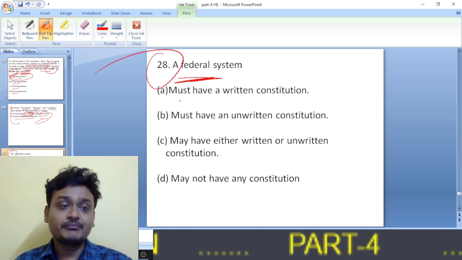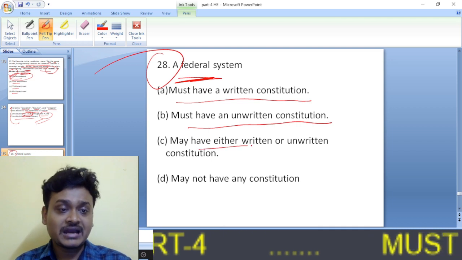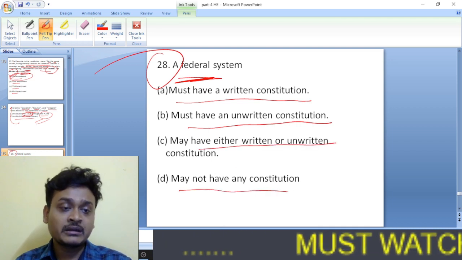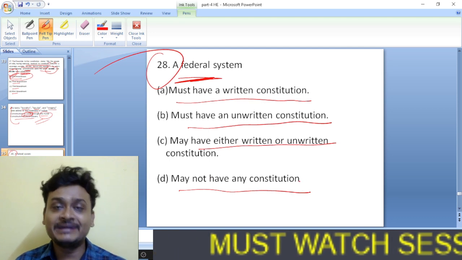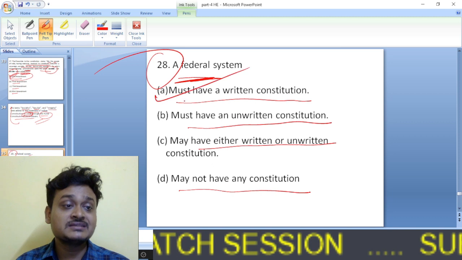Moving on to question number 28. A federal system must have a written constitution, must have an unwritten constitution, must have either written or unwritten constitution, or may not have any constitution. So a federal system must have a written constitution, where A is the option.